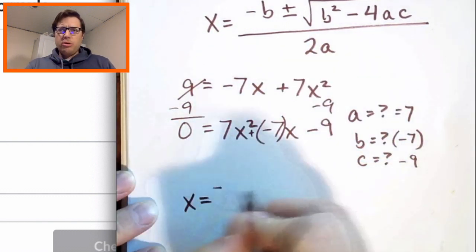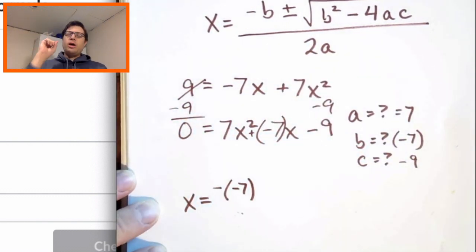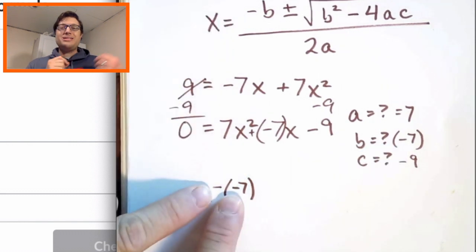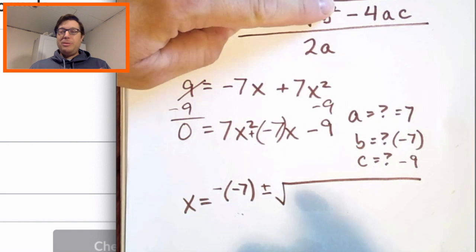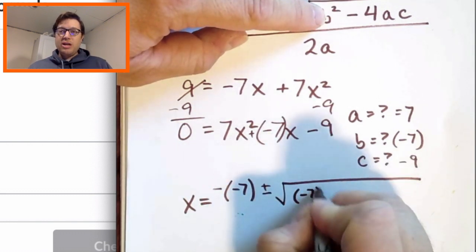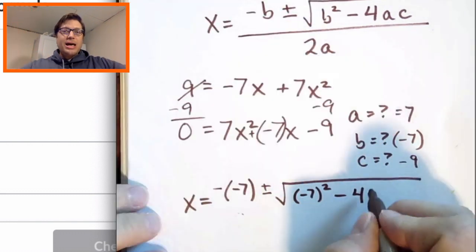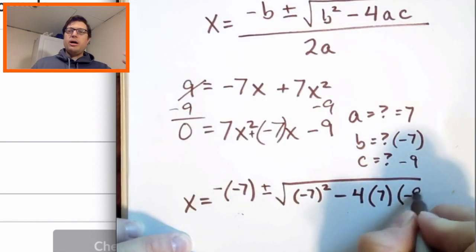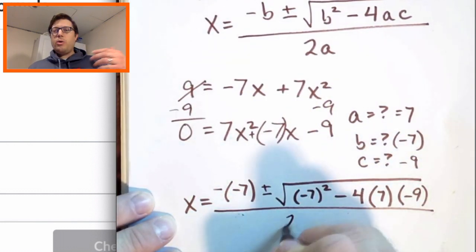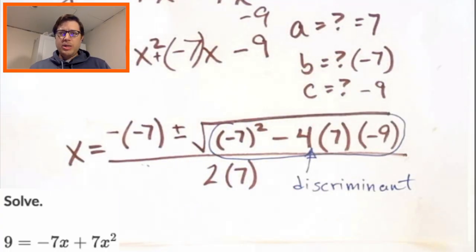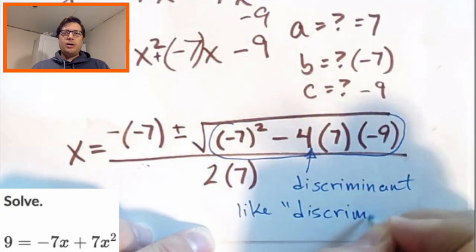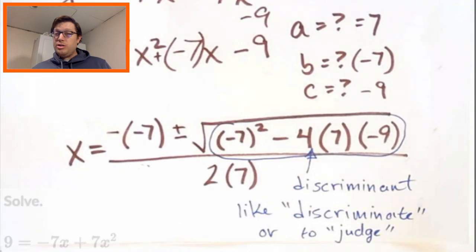Also move the smaller number of things too. Okay, so I've got it written out as 7x squared plus negative 7x plus negative 9. So that means a is 7, b is negative 7, and c is negative 9, and we just plug them into that negative b plus or minus the square root of b squared minus 4ac all over 2a. That's actually called the discriminant, and there's another video that's going to come up. It's like discriminate, or to judge.